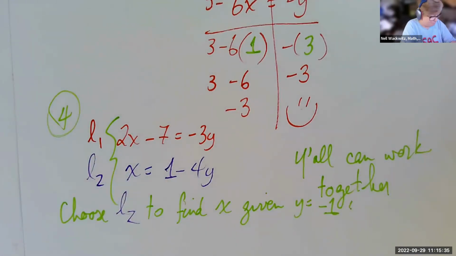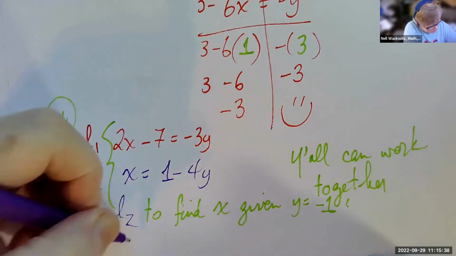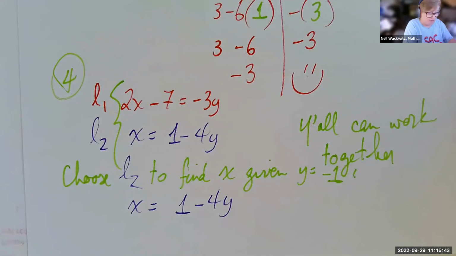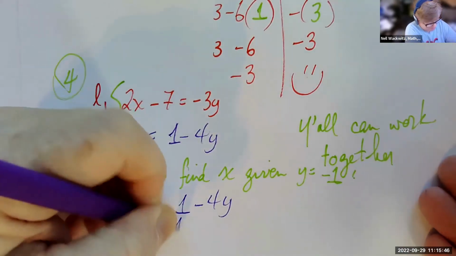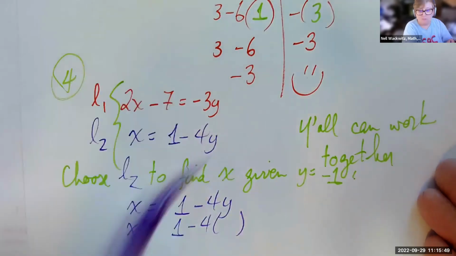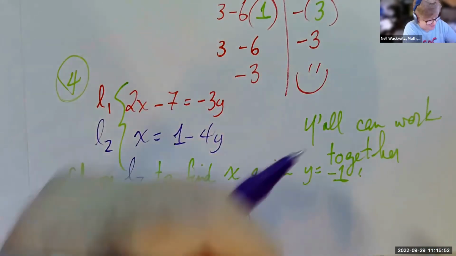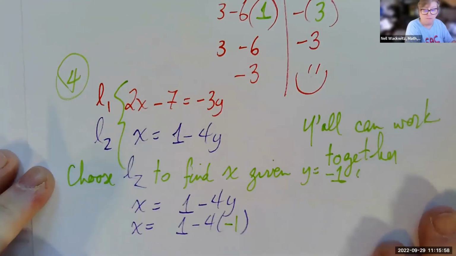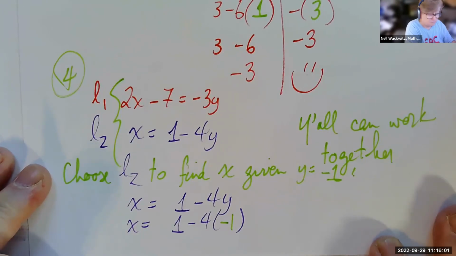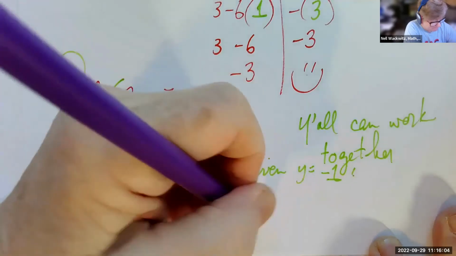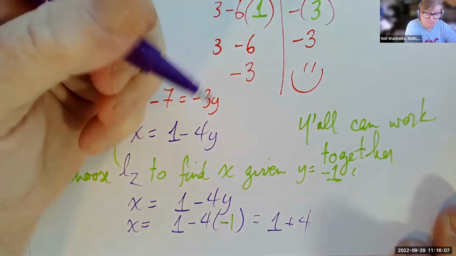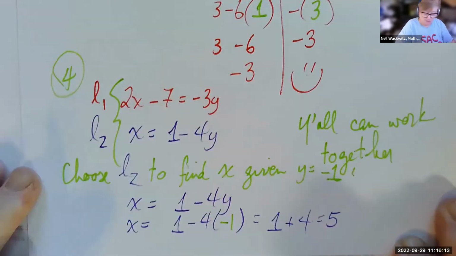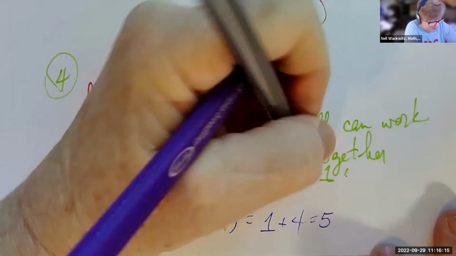Line 2 is x equals 1 minus 4y. And what am I going to substitute in for the y? -1. Excellent. Because that's what we just found. What is -4 times -1? Yes, 4. And 1 plus 4 is 5. Excellent. So now we have a value for y and a value for x.